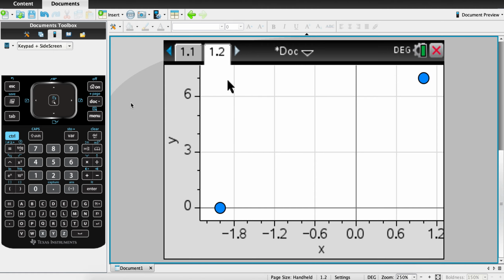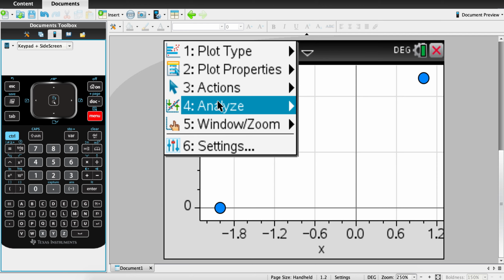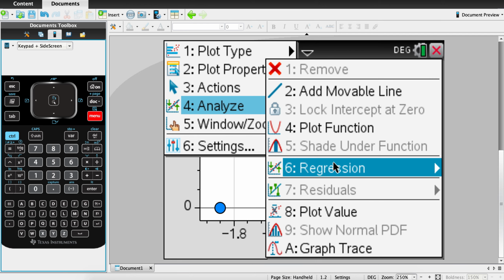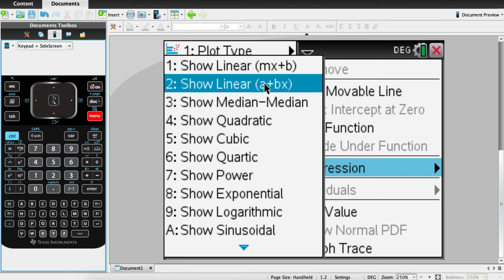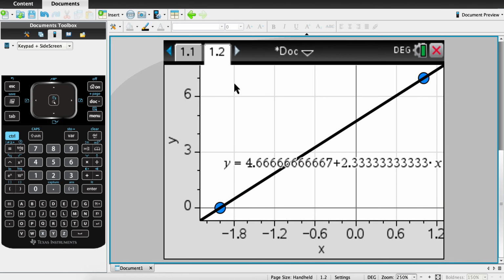The next thing we do is we use something called regression, which is connecting data points with straight lines. And that's essentially what we want to do. We just want to draw a straight line through these 2 points, and it will tell us the equation of that straight line. So we'll go Menu, 4 for Analyze, 6 for Regression, and then we want this one, show linear a plus bx. Now these instructions are in your notes. I'll show you in a second, so don't worry about frantically writing down the steps. I just want to show you for now what it looks like.